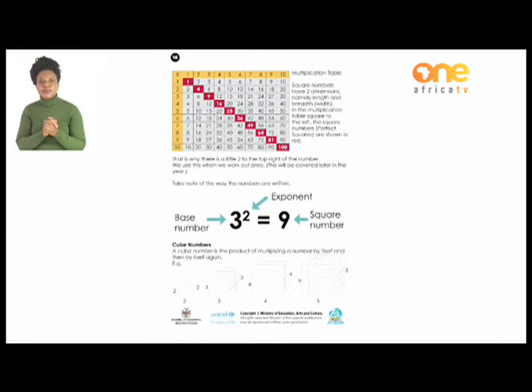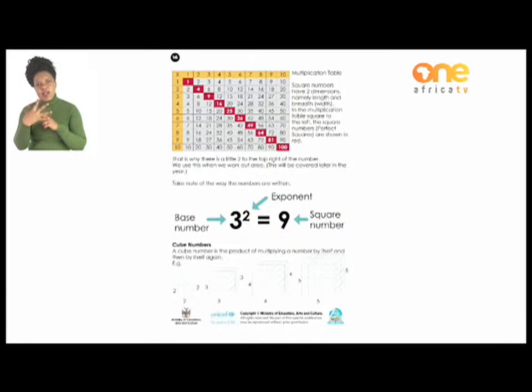A cube number is a product of multiplying a number by itself and then by itself again. So that number has to appear 3 times. For example, there are blocks or cubes which are drawn there. The first one is 2 times 2 times 2. That can also be written as 2 cube or 2 to the power 3. There is 3 times 3 times 3. There is 4 times 4 times 4. 5 times 5 times 5.